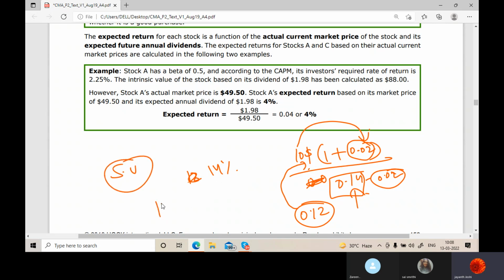If I discount with 12%, I'm discounting with a 2% lesser rate than the expected rate that I have.